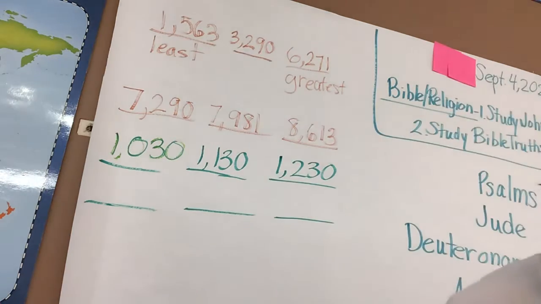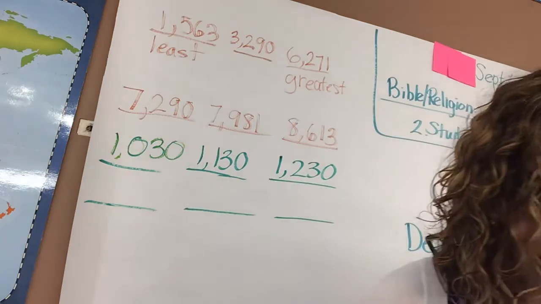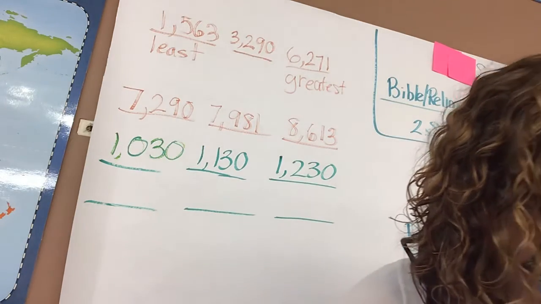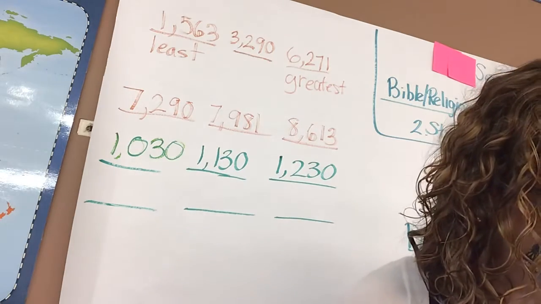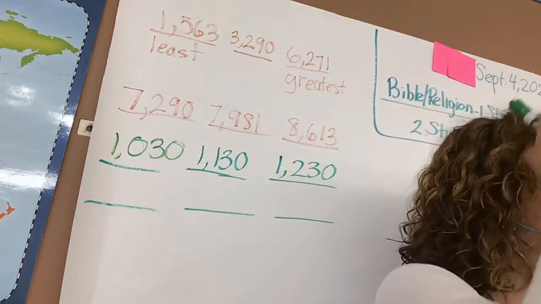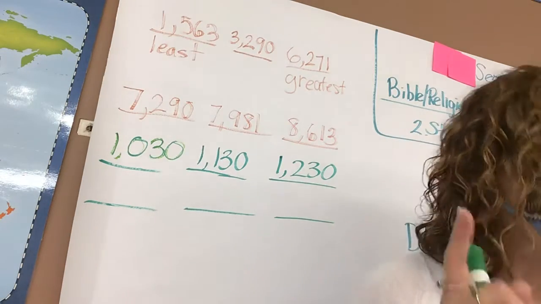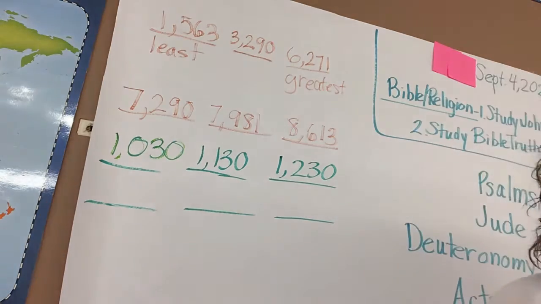All right, now number 4. Let's read all 3 numbers first of all. 3,517, 3,713, 3,000. All right, they all have a 3 in the thousands, so we have to look at the hundreds. Which one's going to be first? 3,000, because it has a 0 in the hundreds. So 3,000 is your least.